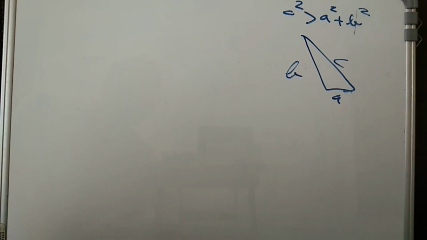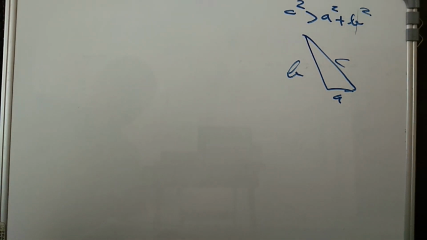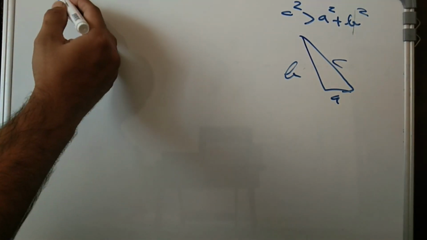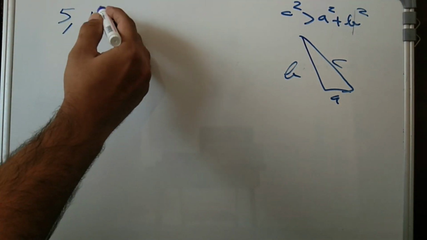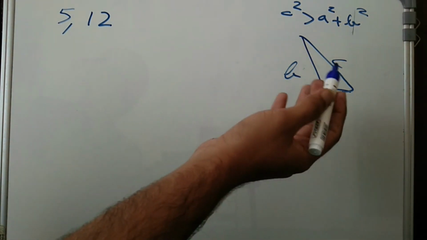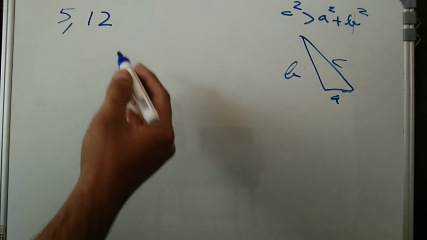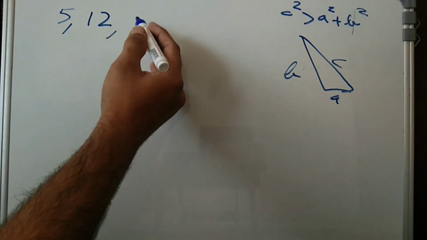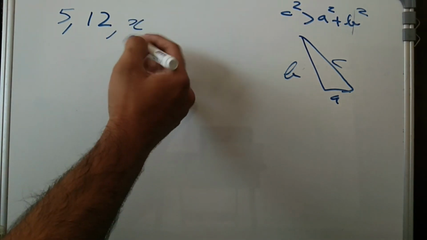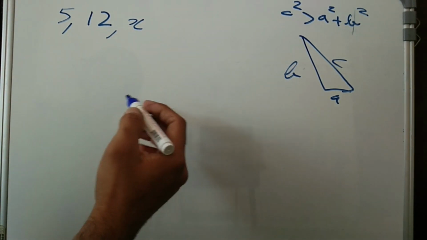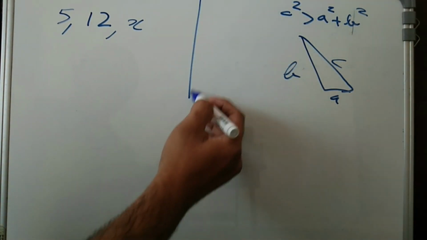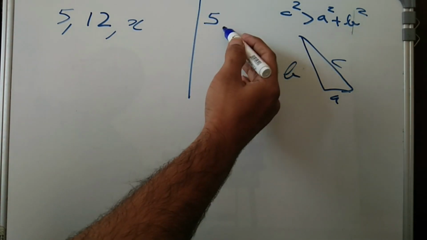For the right angle triangle, the property is c square is equal to a square plus b square, and for acute angle triangle, the property is c square should be less than a square plus b square, where c is the length of the longest side. There will be two cases where the length of the sides are 5, 12, and let's say the length of the third side be x. The first case will be where x is the longest side, which is c here, and the second case will be where 12 is the longest side.